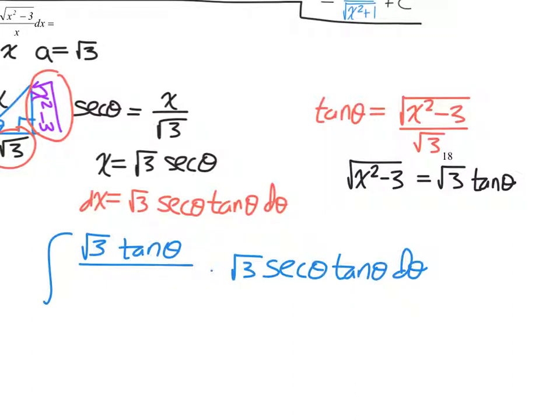The bottom is the x. Now, if I'm going to integrate with respect to theta, every trace of x has to go away. Right? So that's fine. I just need a relationship that allows me to swap out this x. What would that relationship be? Root 3 secant theta.